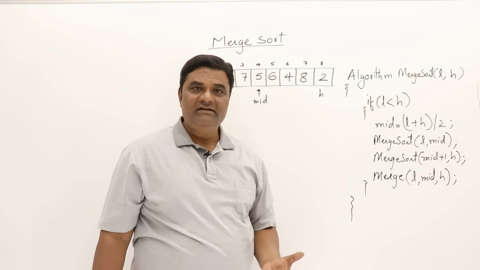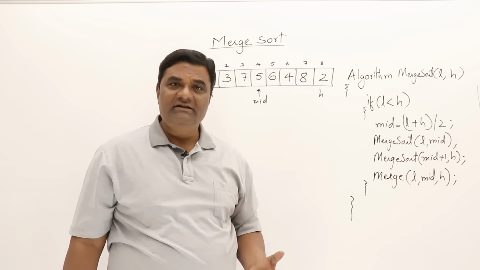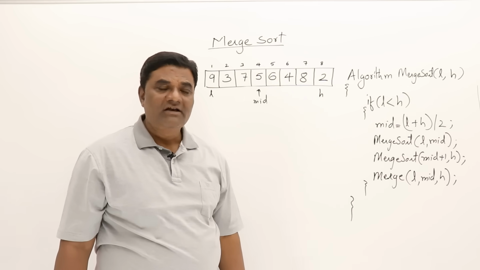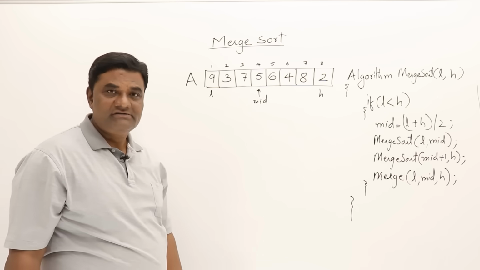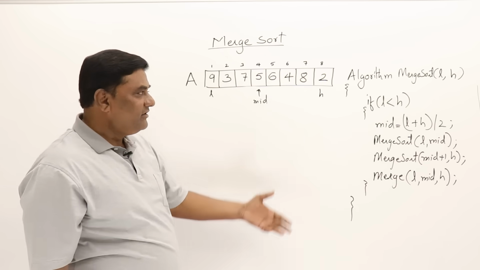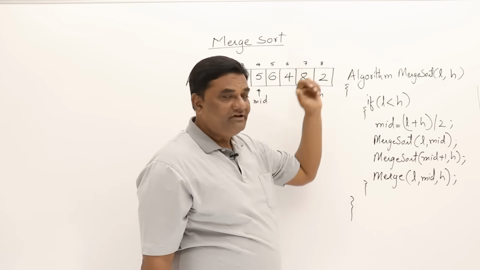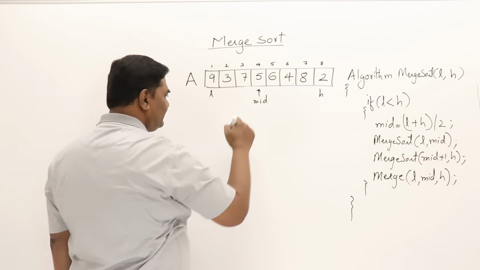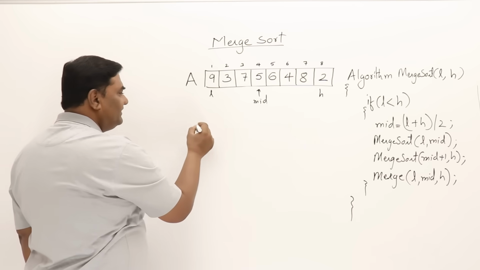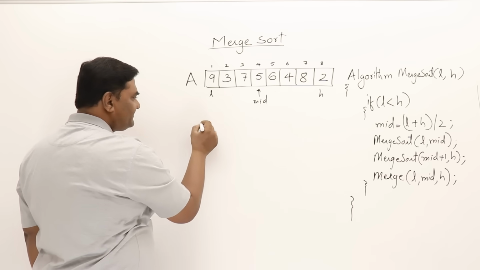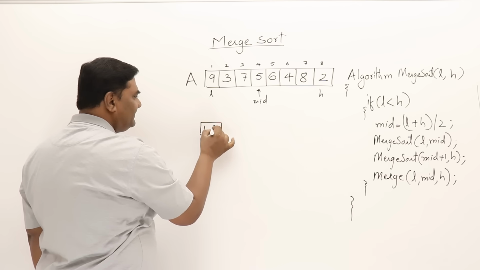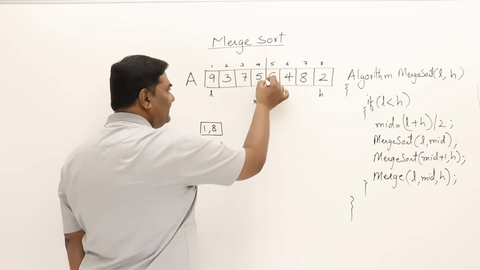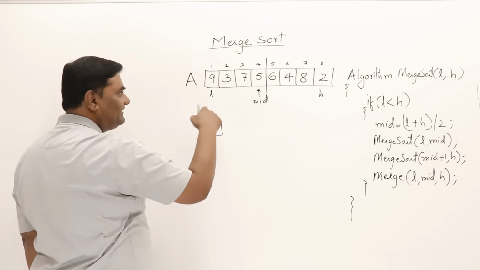So can a single array have more than one list? Yes, a single array can have many lists. Let us see how it works. Let us see the tracing. Now based on this algorithm only, I will do the tracing. Initially we will be passing low as 1 and high as 8. So let us take this set of elements. First time we will pass 1 and 8. It will find out mid and it will divide the list into this side and that side.